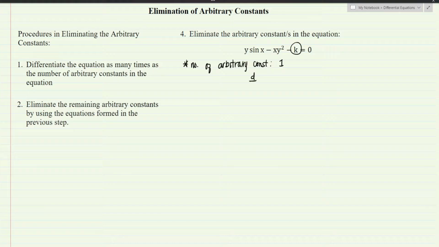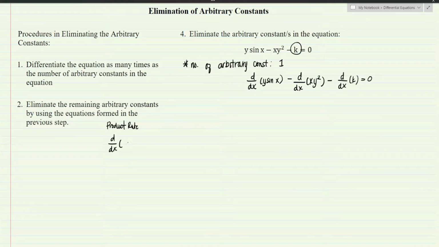Starting at the left side, I would have derivative of y sine x with respect to x minus the derivative of xy squared, then minus the derivative of our constant k, and equals 0. So for the first two terms here, we will use the product rule. Again, the product rule states that if you have two functions that are multiplied together, such as u and v, its derivative is v times derivative of u plus u times derivative of v.